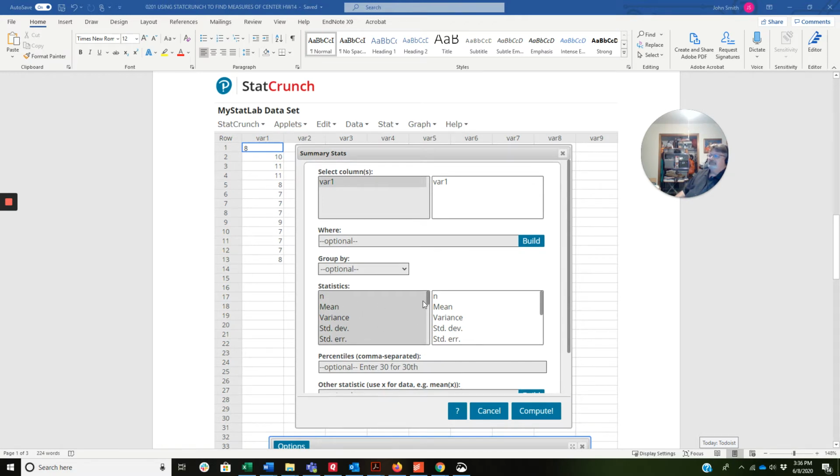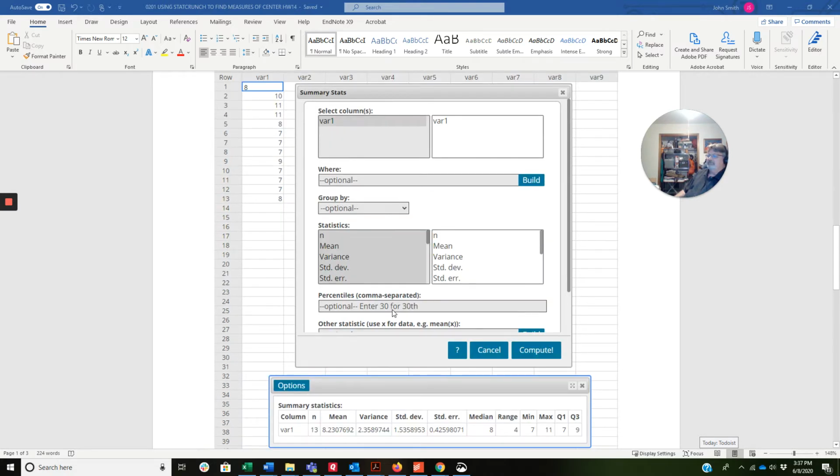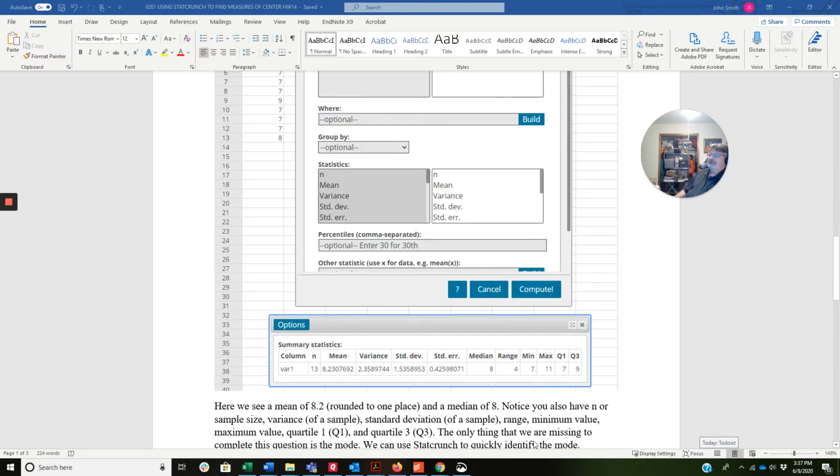And there's several defaults that it's going to give you, and I'm going to show you what those are. There are other choices in here, but you would have to navigate to them. The only thing that's missing right now is the mode, but we're going to have the mean and the median after we finish this. So after I click here and click compute, this is the readout I get.